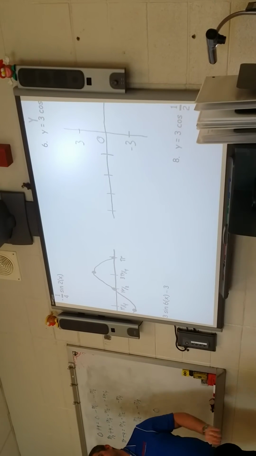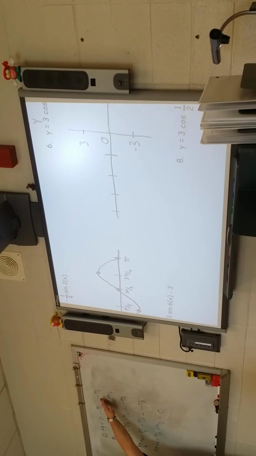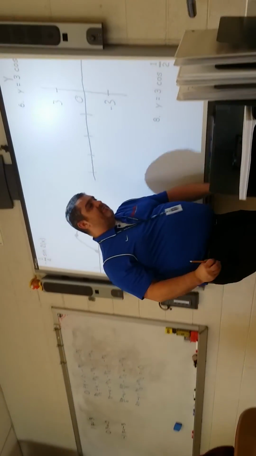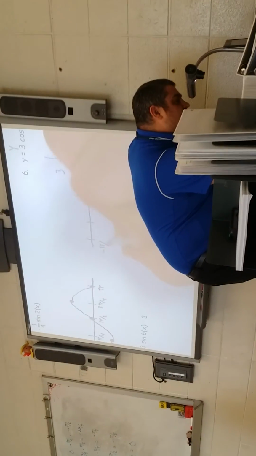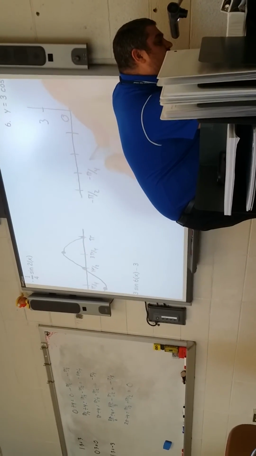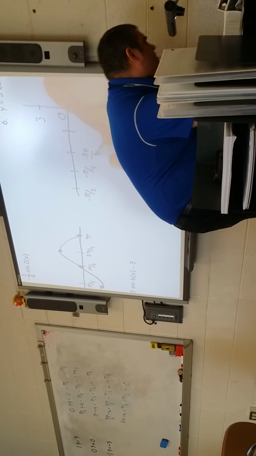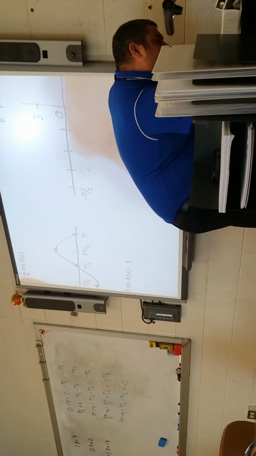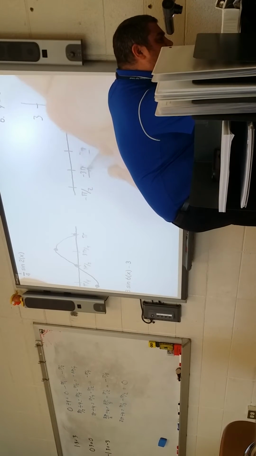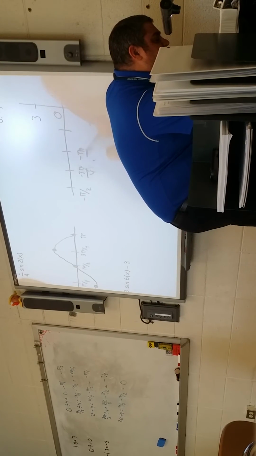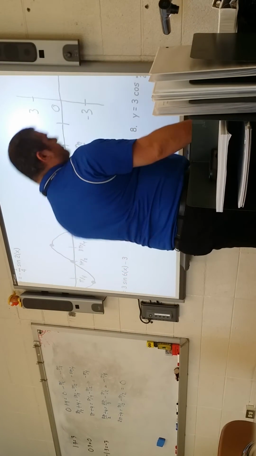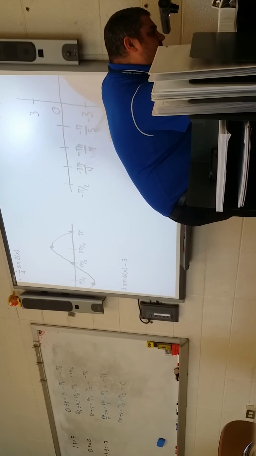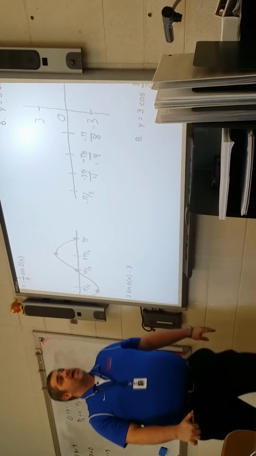We have 4 numbers that were left of 0. What was my first one? Negative pi over 2. So negative pi over 2 would be the first one. And then negative 3 pi over 8, negative pi over 4, negative pi over 8, and then 0.